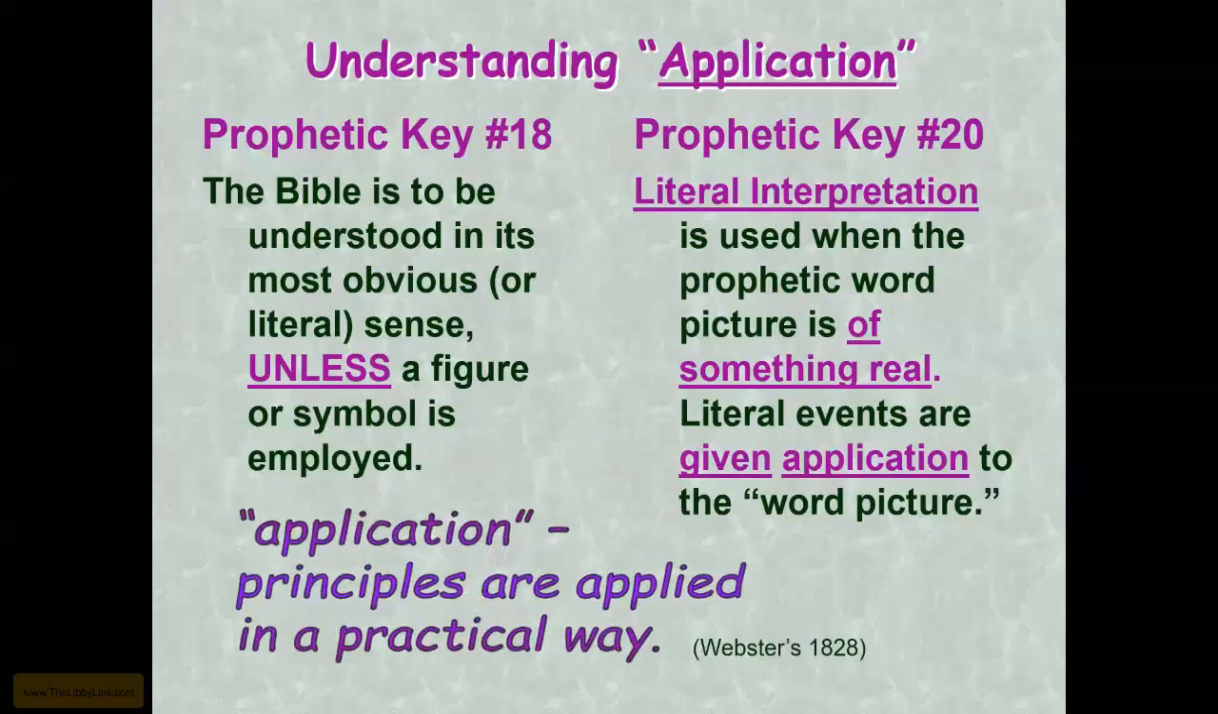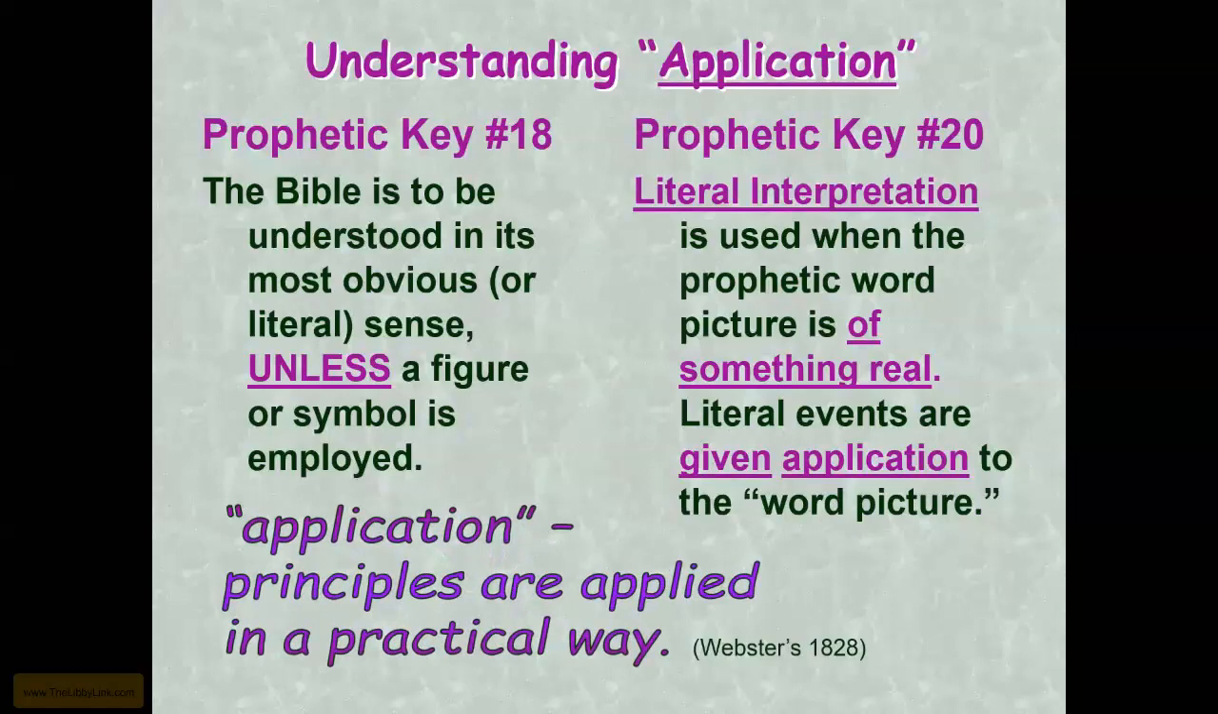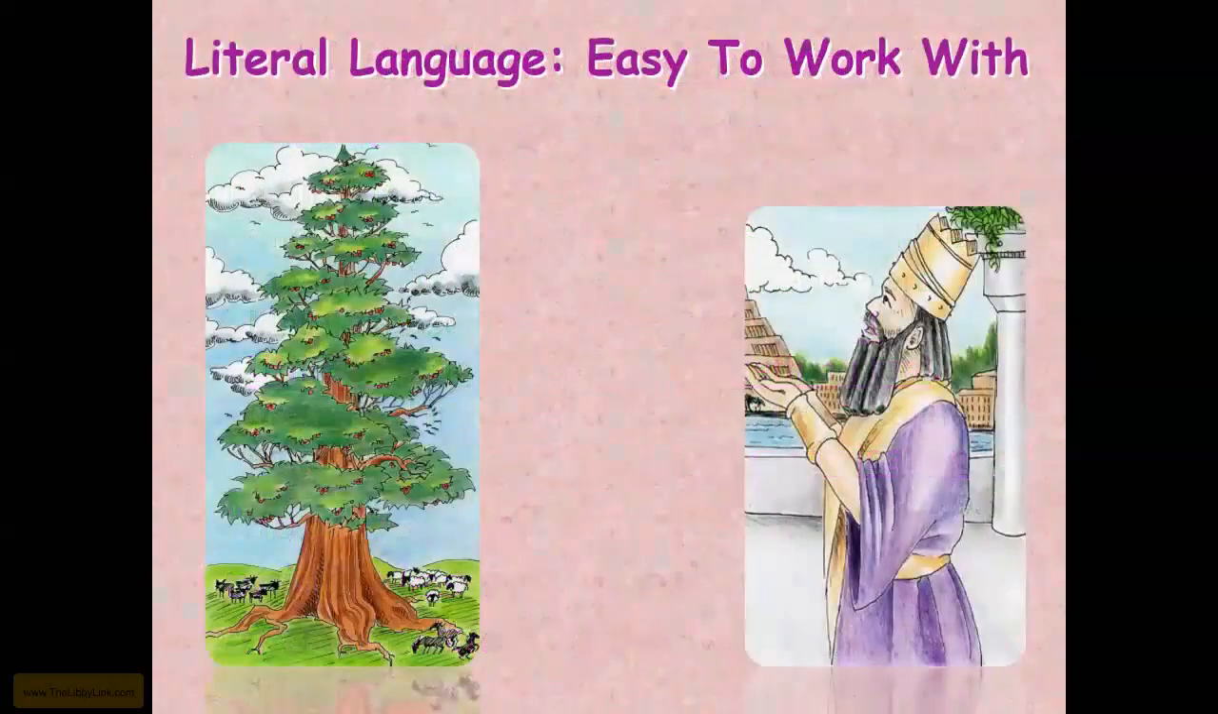So the definition of application from Webster's 1828 dictionary is principles are applied in a practical way. That's exactly what King Nebuchadnezzar wanted to know, how this vision applies to him in a practical way. We know the king didn't understand the vision, so from his point of view, he needed an interpretation. Literal language is also easy to work with. If a vision is written in literal language, then there is no interpretation needed from the Bible itself.